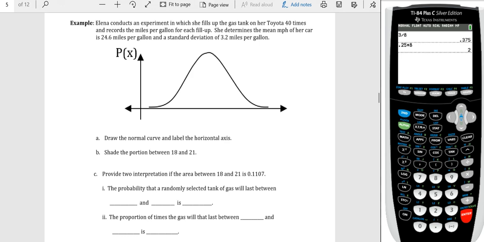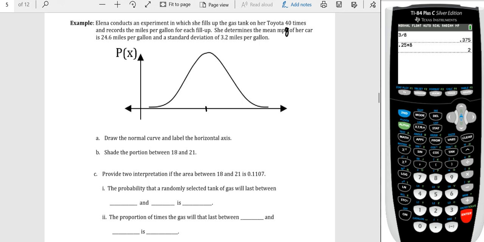All right, so here we have Elena conducts an experiment in which she fills up the gas tank on her Toyota 40 times and records the miles per gallon for each fill-up. She determines the mean miles per gallon of her car is 24.6 miles per gallon and a standard deviation of 3.2 miles per gallon. And it first asks us yet again to draw the normal curve and label it.